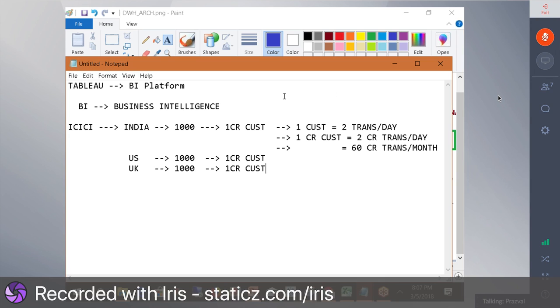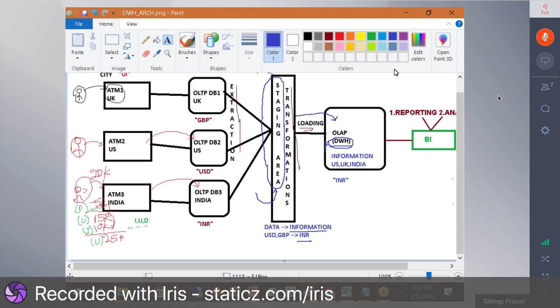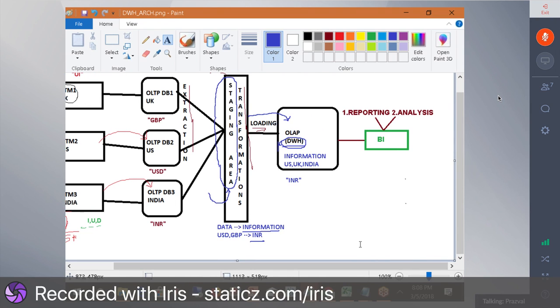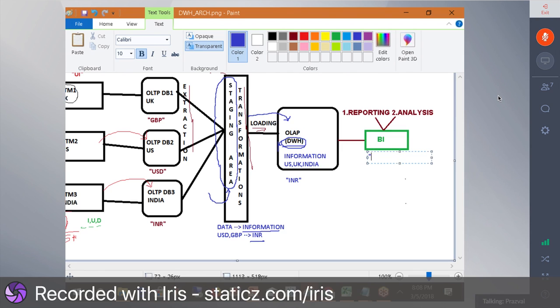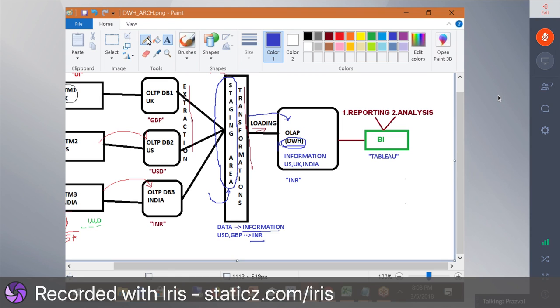Directly they can't compare. Here they're going to make use of one more mechanism known as BI. So here is where Tableau will come into the picture. Mostly Tableau is going to access the information from the warehouse. Or sometimes Tableau can connect to the data directly also. In 98% of cases, Tableau connects to the information in the warehouse.